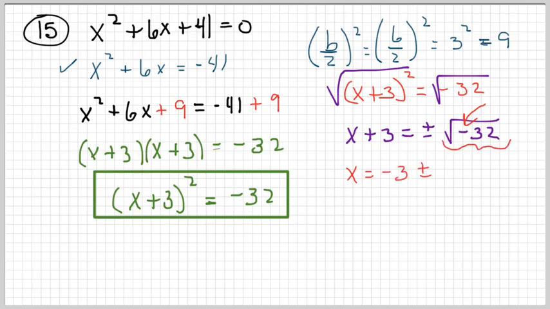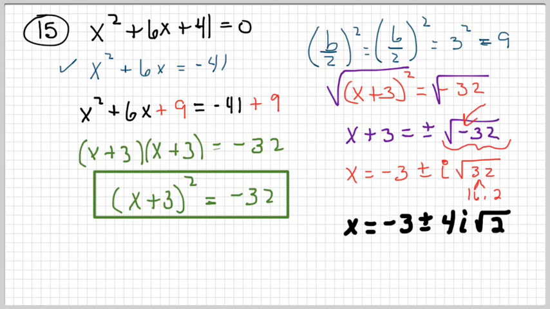And now I'm going to simplify this root negative 32. First I take out the imaginary number i. Okay, 32 factors as 16 times 2. And I can take the square root of 16. So my final answer is negative 3 plus or minus square root of 16, which is 4. I've got my i outside, and the 2 is left on the inside. And that is my pair of solutions. They're a complex pair, negative 3 plus 4i root 2, and negative 3 minus 4i root 2.